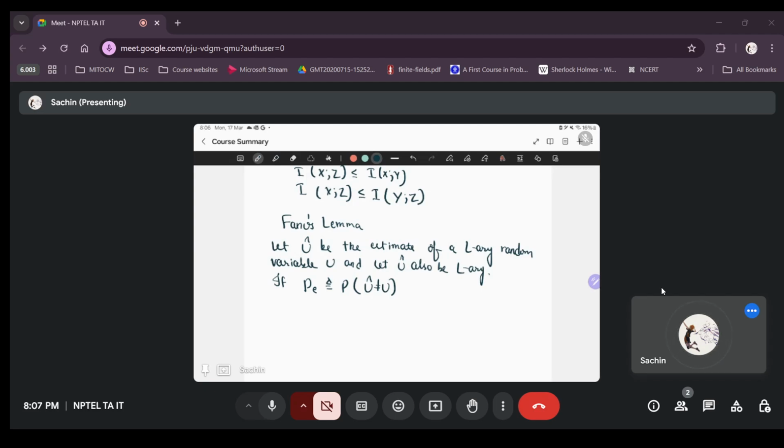Anyway, once you have PE defined, then Fano's lemma says h of PE plus PE log of L minus 1 to the base 2 is greater than or equal to h of U given U hat. So it's an upper bound on h of U given U hat, you can say, where h of U given U hat is in bits.